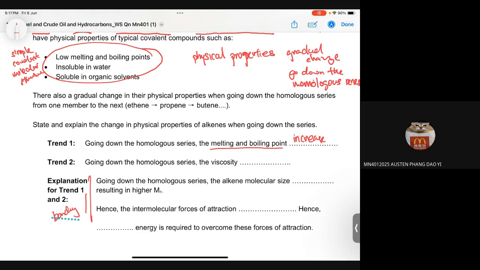Going down. Yeah, going down. That means from methane to ethane, from ethene to propene to butene, from one to the next. Viscosity increases. Good. Okay.